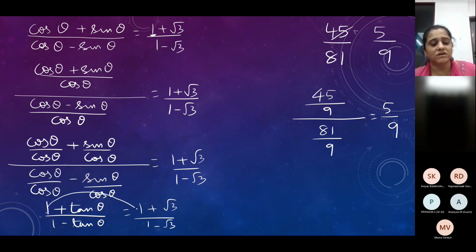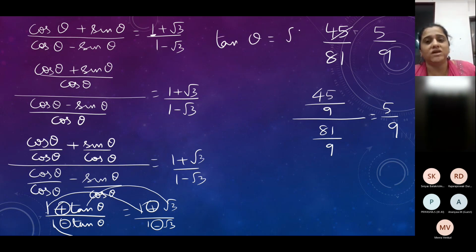You can see here rational 1, 1, 1, 1. Compare both the sides. Can you see the plus sign, minus, minus. 1 plus tan theta, 1 plus root 3. 1 minus tan theta, 1 minus root 3. So on comparing both the sides, tan theta is equal to root 3. And when is it root 3 in the tan table? Tan 60 degrees is root 3. So theta is equal to 60 degrees.